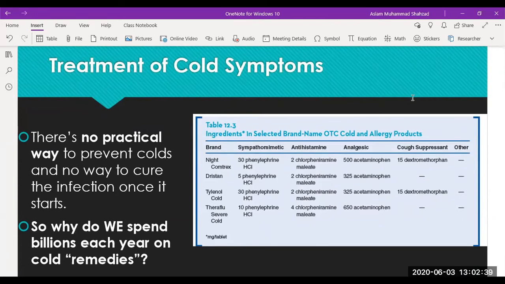So when we talk about treatment for the cold symptoms, there is no practical way to treat, but we give some antihistamine, some analgesic, cough suppressants, some drug like phenylephrine. These are drugs with different brands, as mentioned in table 12.3, produced by different companies. But again, the question is: if these products are not treating the virus, then why are we giving them? This is a question, because billions of dollars have been spent to treat the viral infection with these drugs.